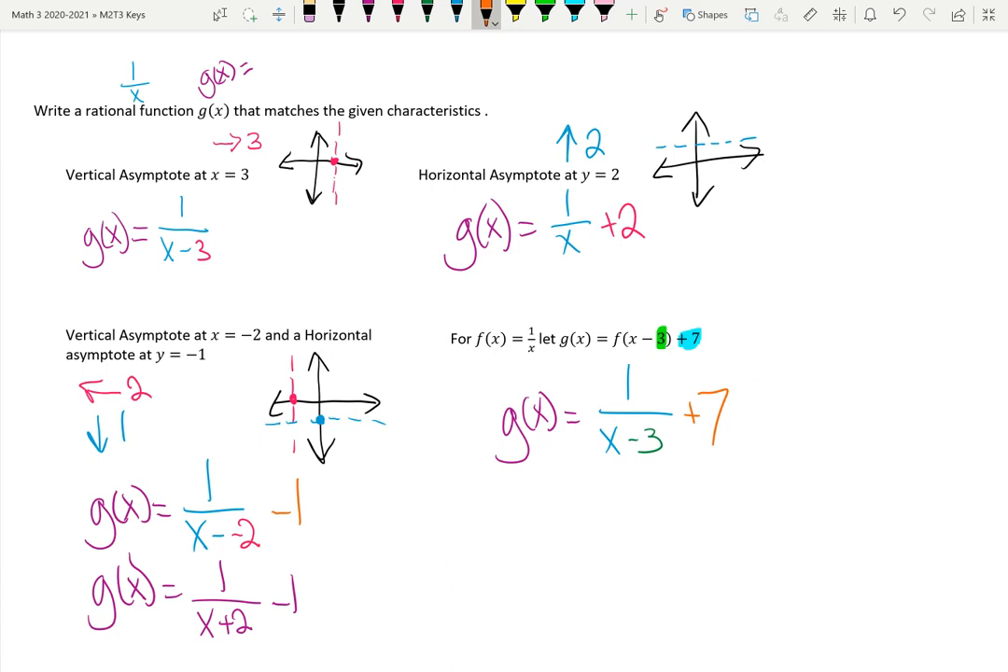This is going to connect the understanding. Part of the ability is to see equations and understand the transformations. This is going the other way. I give you the transformations, give me the equation for a rational function.